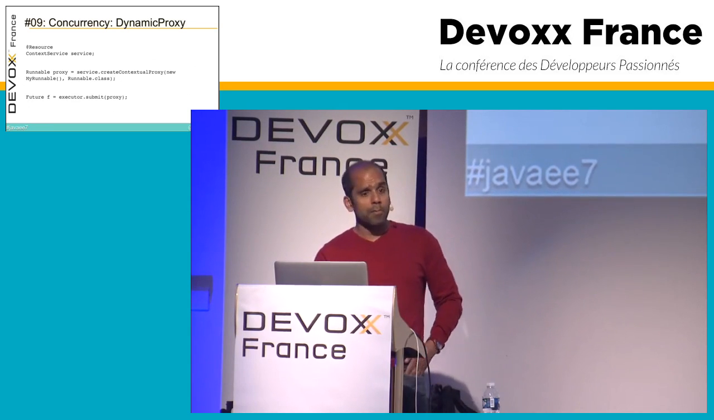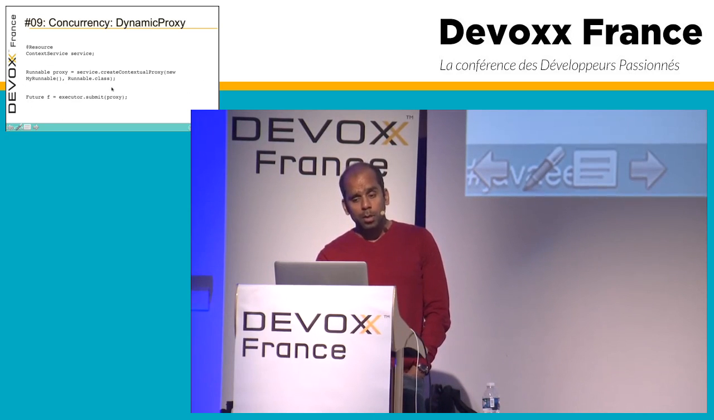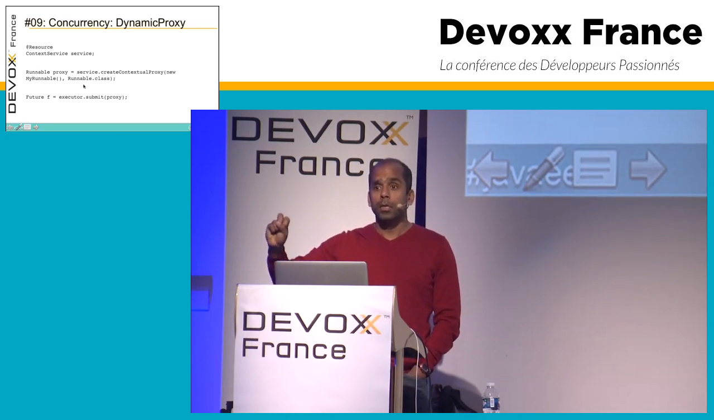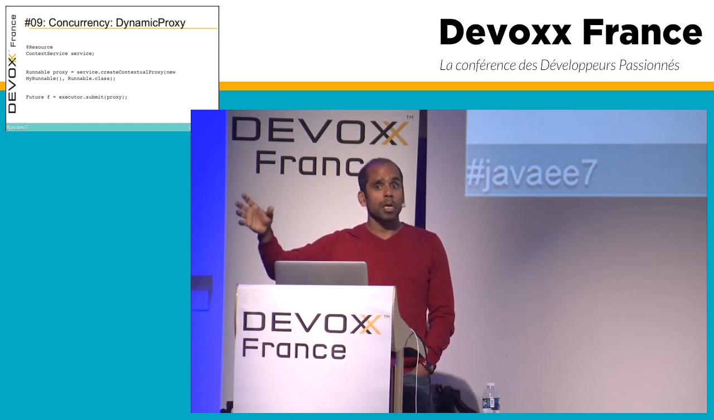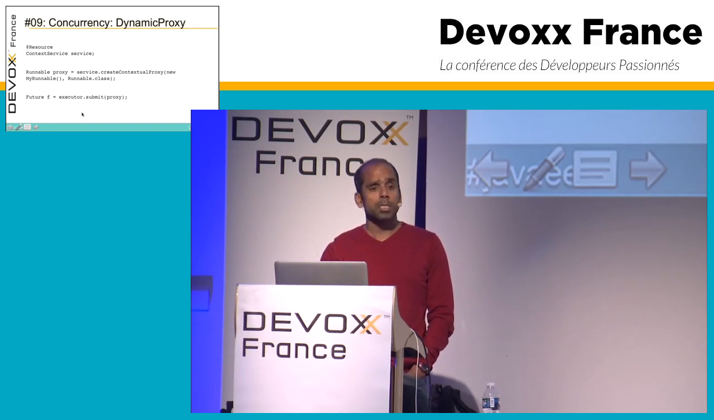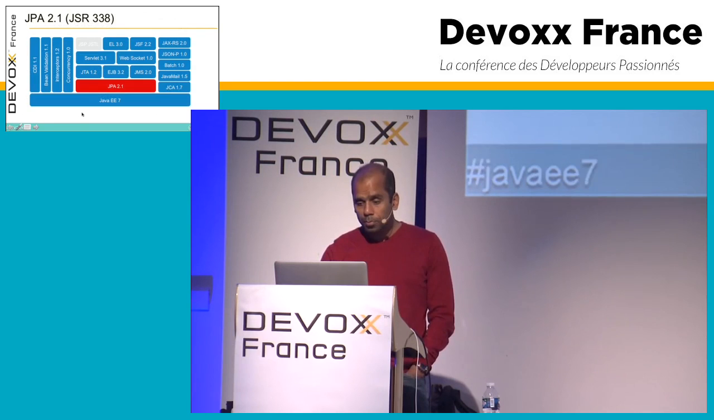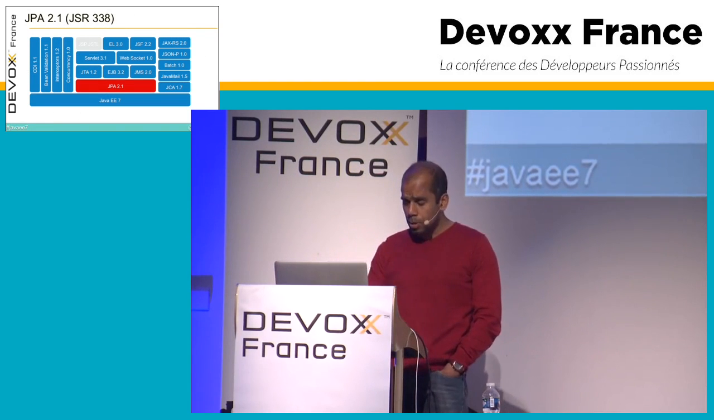Well, same way. We inject context service. Then from the service, we create a contextual proxy, and I can give it a pointer to a Runnable class. So it will automatically provide all the context information to whatever that POJO object is, and then you can submit it to an executor. All right, jump on to JSR 338, which is Java Persistence API.